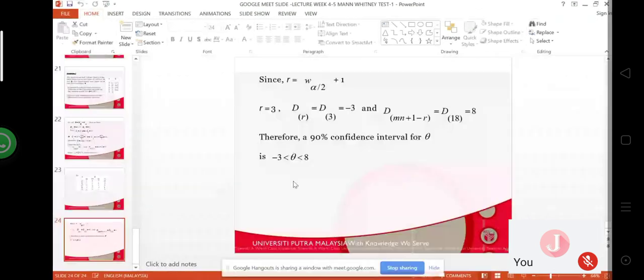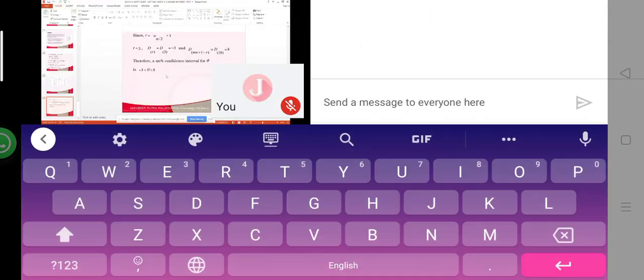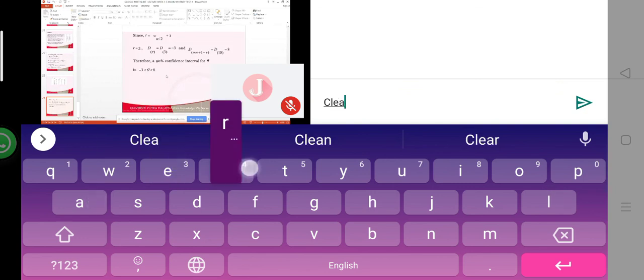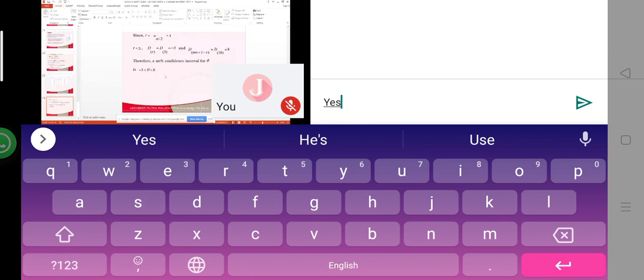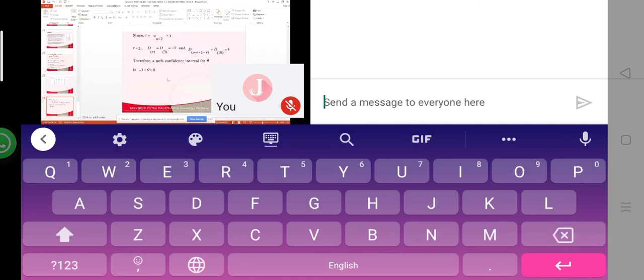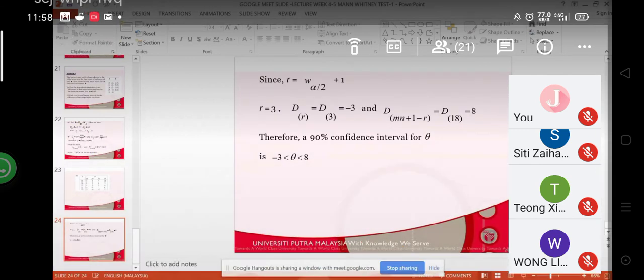Yes. Everybody? Yes. Wow, very, very slow. Not energetic. Even though fasting month should be energetic, like me. Okay. Everybody clear with that? Yes. Okay.